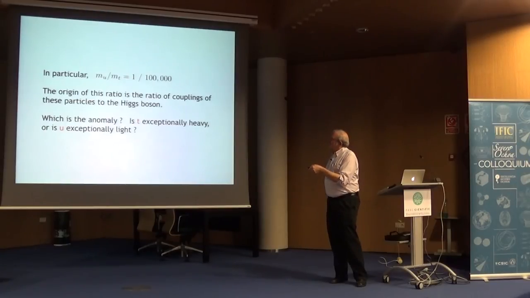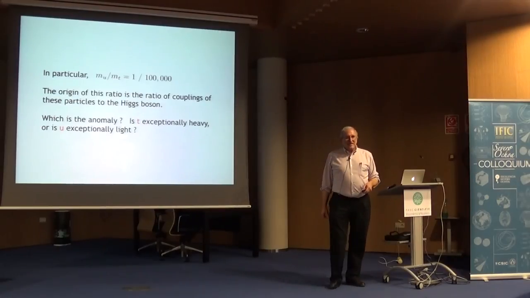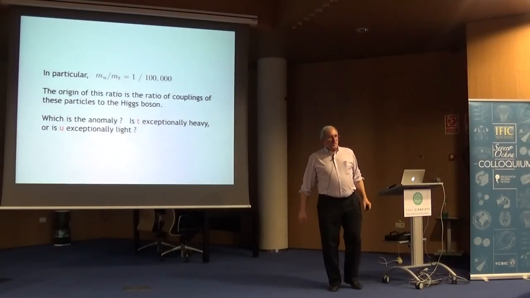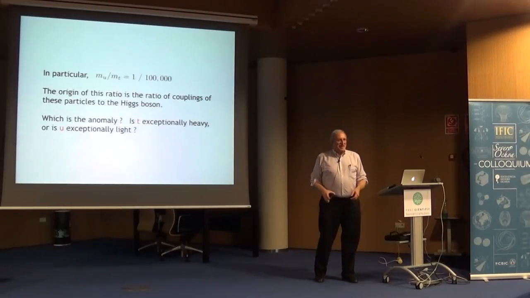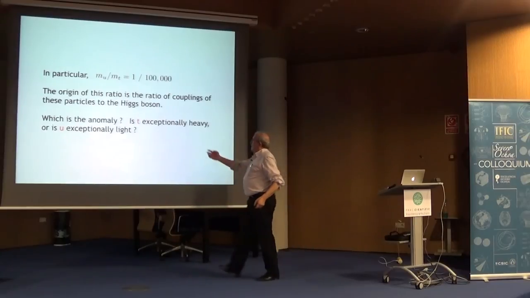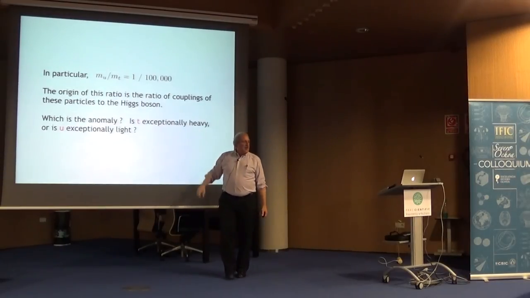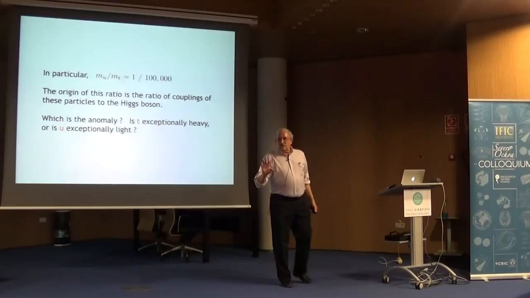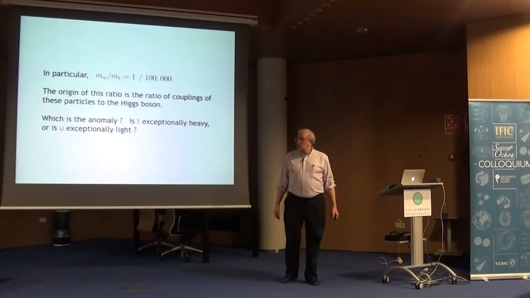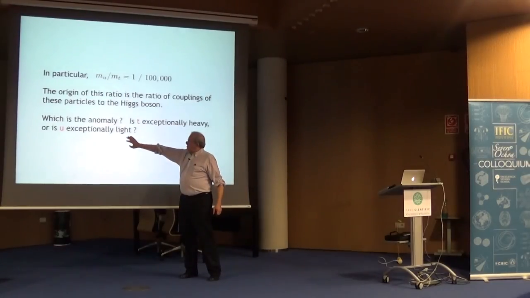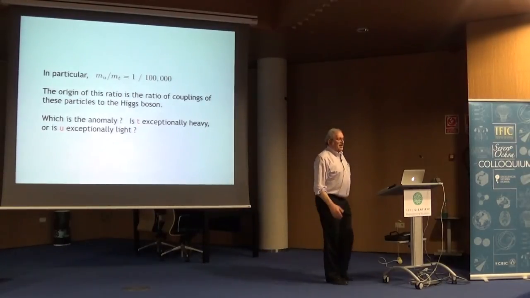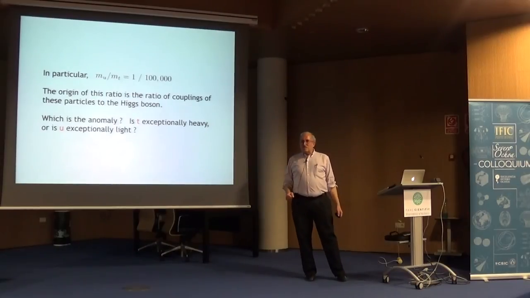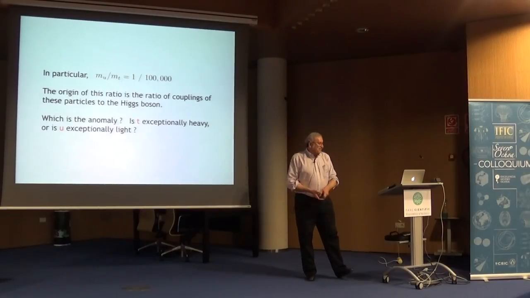Which is the anomaly? Is it that the T is exceptionally heavy or the U exceptionally light? And actually, different theoretical pictures predict different answers to this question, and we don't know which one is the right one. So yesterday I gave a talk about theories of this type, but in supersymmetry, for example, something that you might have heard about in other colloquia, actually this is the answer, and T is a completely ordinary quark, even though it weighs 200 times almost the mass of the proton. Okay.